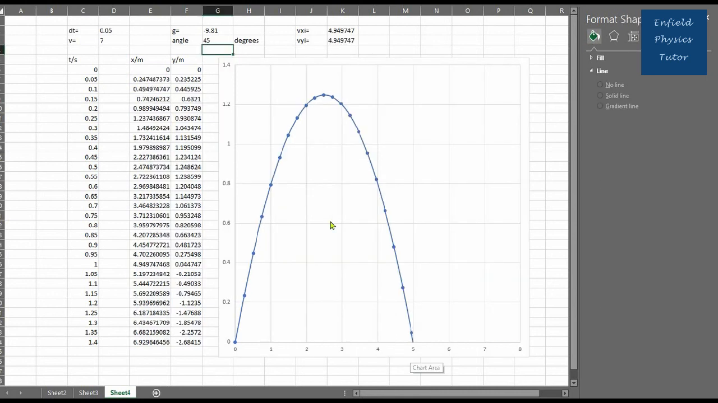These results clearly show that if you want to throw a ball the furthest distance and you're at ground level, you need to throw it at an angle of 45 degrees.